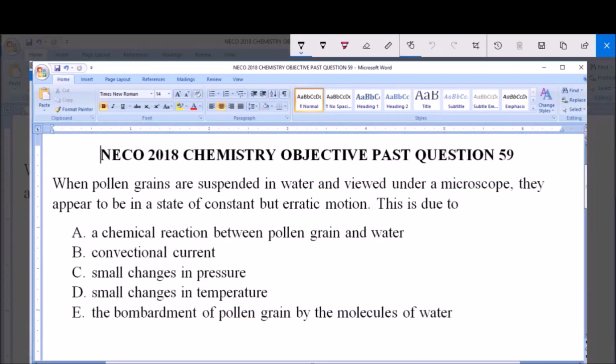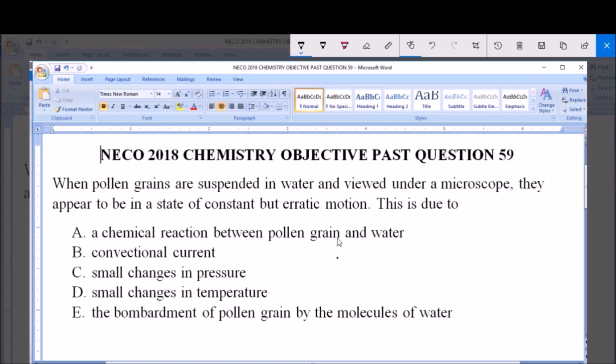I will be answering NECO 2018 Chemistry Objective Past Question 59. When pollen grains are suspended in water and viewed under a microscope, they appear to be in a state of constant but erratic motion, that is a random motion. Now this is due to A, a chemical reaction between pollen grain and water, B, convectional current, C, small changes in pressure, D, small changes in temperature, and E, the bombardment of pollen grain by the molecules of water.